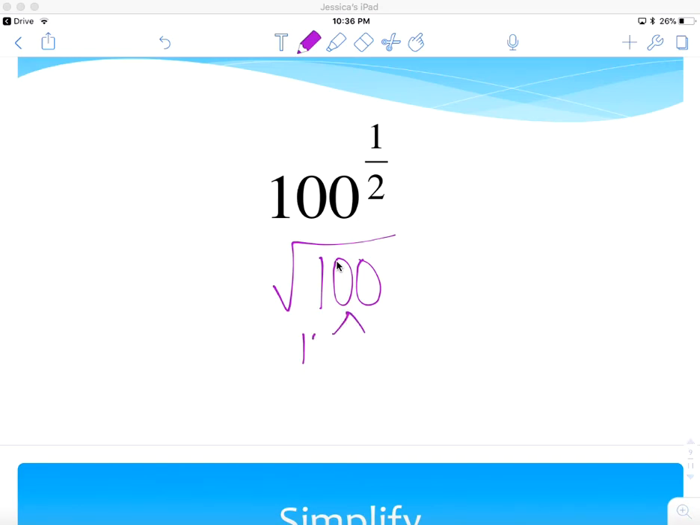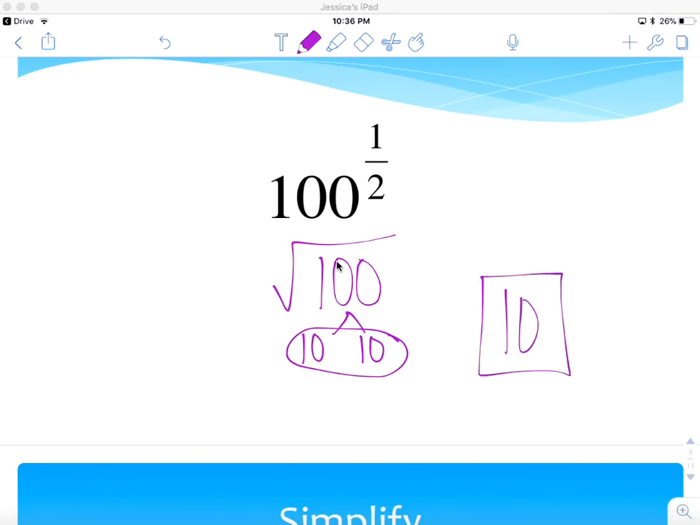Since 10 times 10 equals 100, those both pair up. So you're not going to write square root 10. You are going to just write 10. When you have a perfect square, the square root sign will go away.